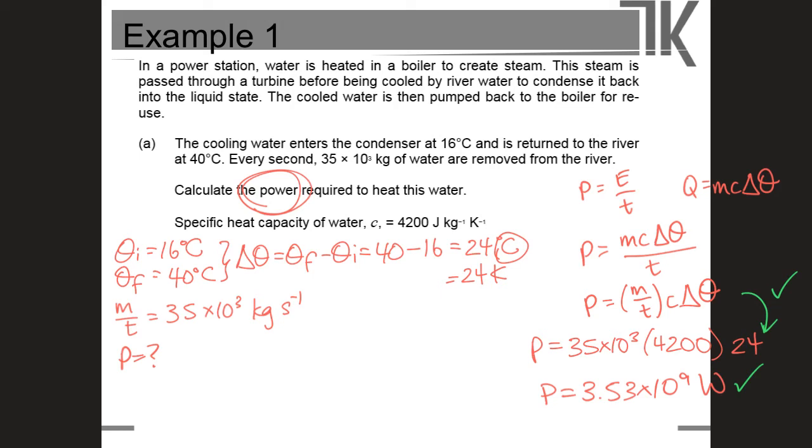That happens every second. Now, if you haven't done question B already, pause the video, give it a try. So part B, assume that all the energy transferred by the river water came from steam changing to water without a change in temperature. Calculate the mass of steam passing through the turbine per second. So again, they're asking us for the mass per second.